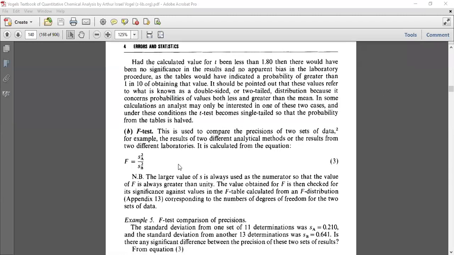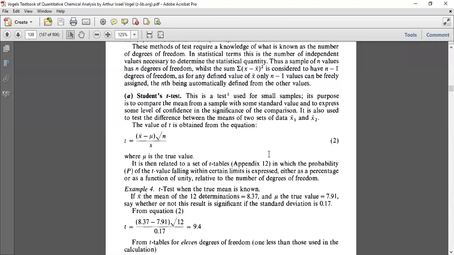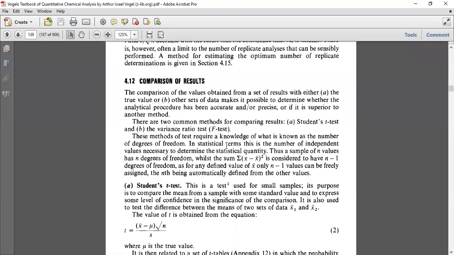Now see, the next one is the F-test. What is the synonym for the F-test? Variance. What is the synonym for the F-test? If you see over here, variance ratio. Variance ratio test, isn't it?